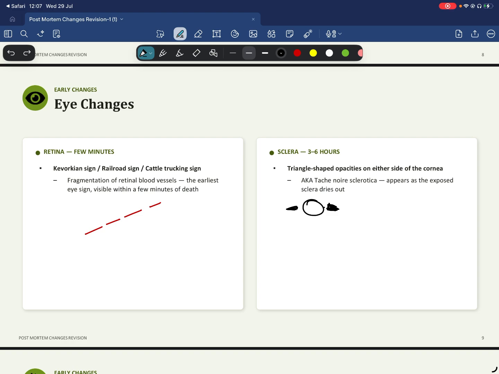This is fragmentation of retinal blood vessels. It is the earliest eye sign visible. It is visible within a few minutes after death. It can be seen on fundoscopy as fragmentation of retinal blood vessels.